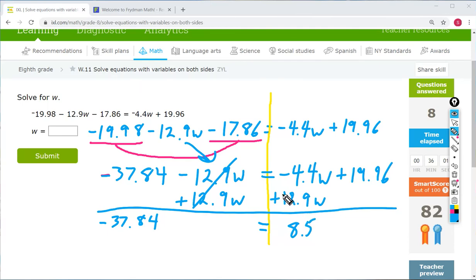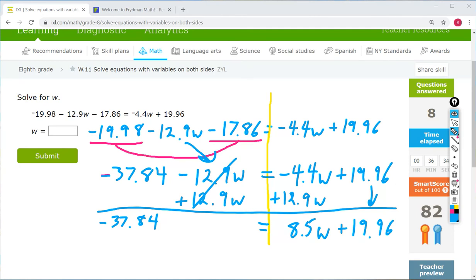And take the symbol of the larger number. So 12.9 is bigger than 4.4. So that's going to give me, and the 12.9 has a positive symbol or a plus in front of it. So I'll put a positive 8.5 W over there. Or in fact, we don't even really need to write the plus sign. We can just leave it like that. Everything else stays the same. So plus 19.96, we're just copying that down there.